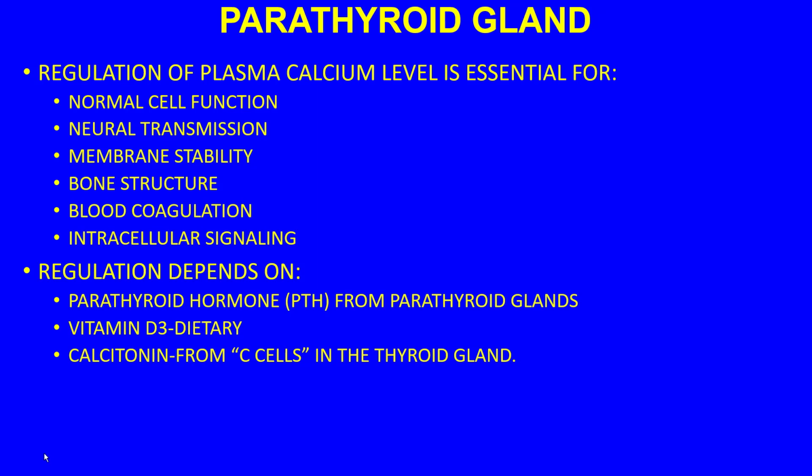Parathyroid hormone, henceforth referred to as PTH. This is a hormone that is made in the parathyroid glands. Vitamin D3, that's the active form. We get that mostly from dietary sources. And calcitonin, which is made, interestingly enough, in the C cells in the thyroid gland.